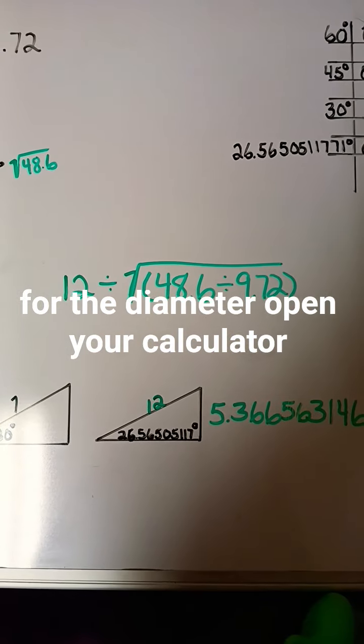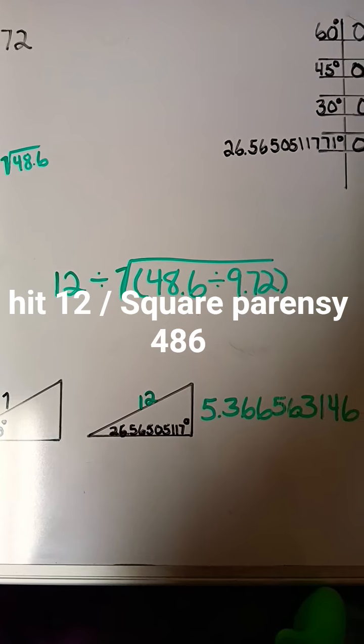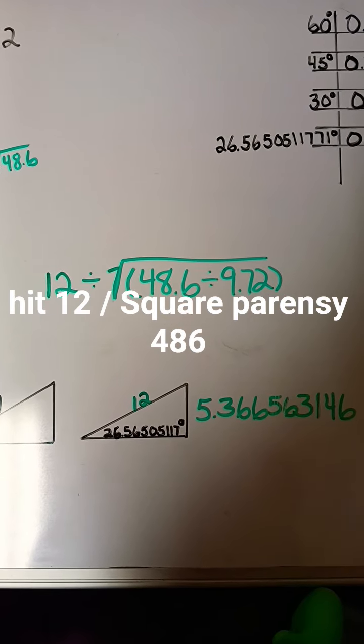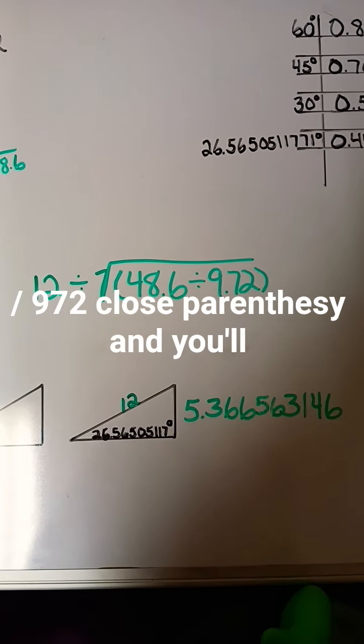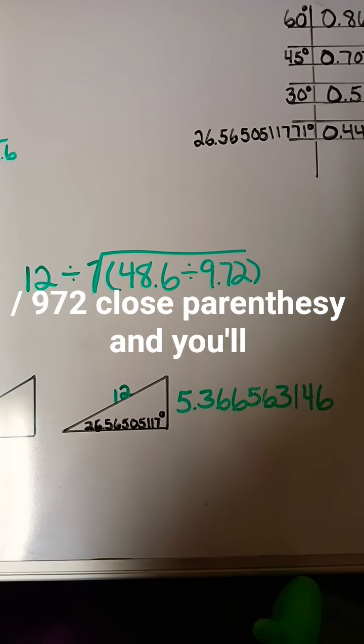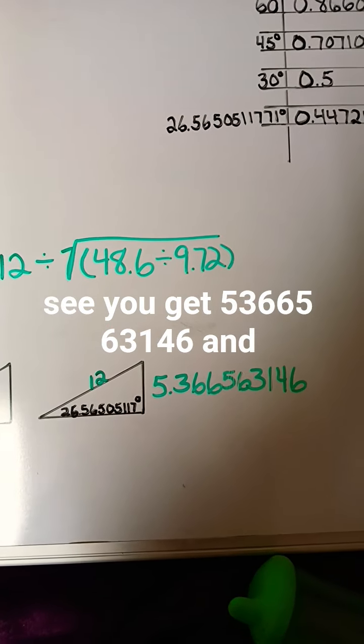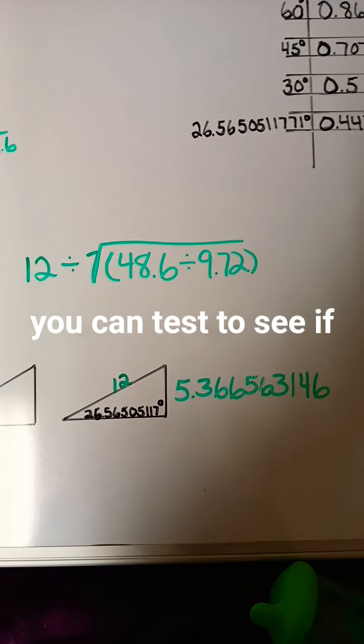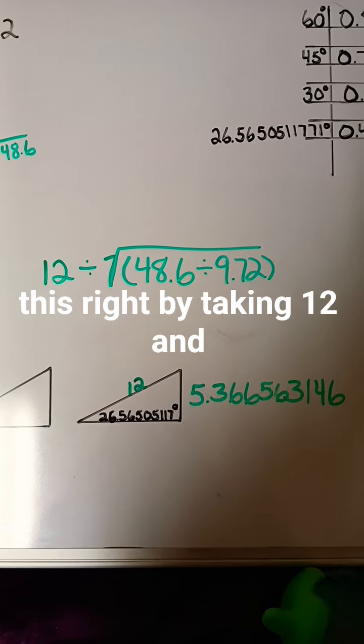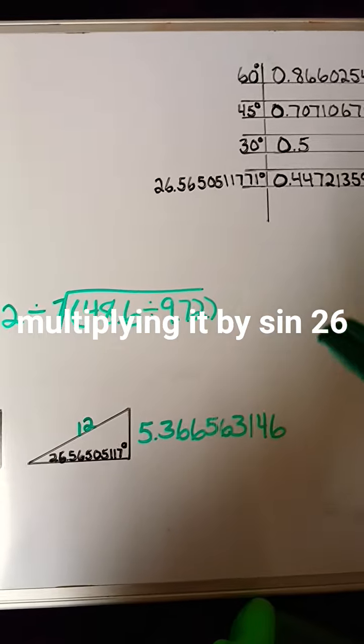Open your calculator, hit 12 divided by square root, parenthesis, 48.6 divided by 9.72, close parenthesis. And you'll see you get 5.366563146. And you can test to see if this is right by taking 12 and multiplying it by sine 26.56505117771.